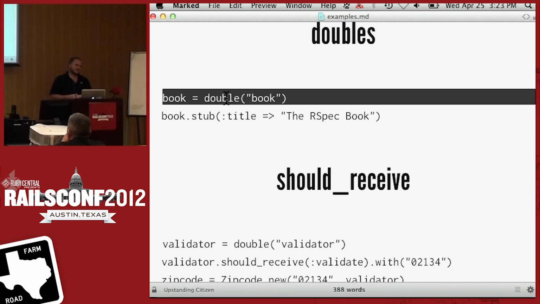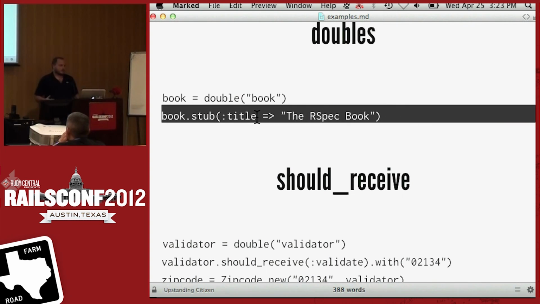So the point of a double, it's a stand-in. It has no particular type. It's a stand-in for a book. You don't even care. It's the whole Ruby duck typing thing. I don't care what a book is. I just care that a book is some object that responds to the title method. That's all this is saying. If you refer to the book instance, then you've got something that will return a title. If I call book.title, it's going to return the RSpec book.